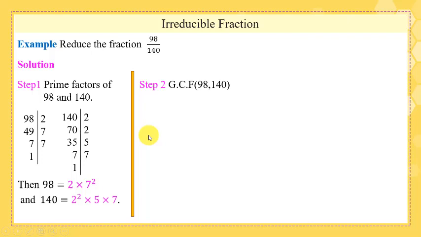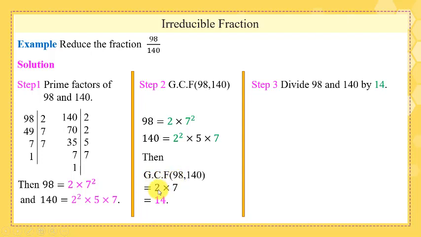Now, step 2 is to find the GCF of 98 and 140. The common prime factors of 98 and 140 are number 2 and number 7. We will take them with the lowest exponent. So the GCF here is 2 times 7, which is 14.